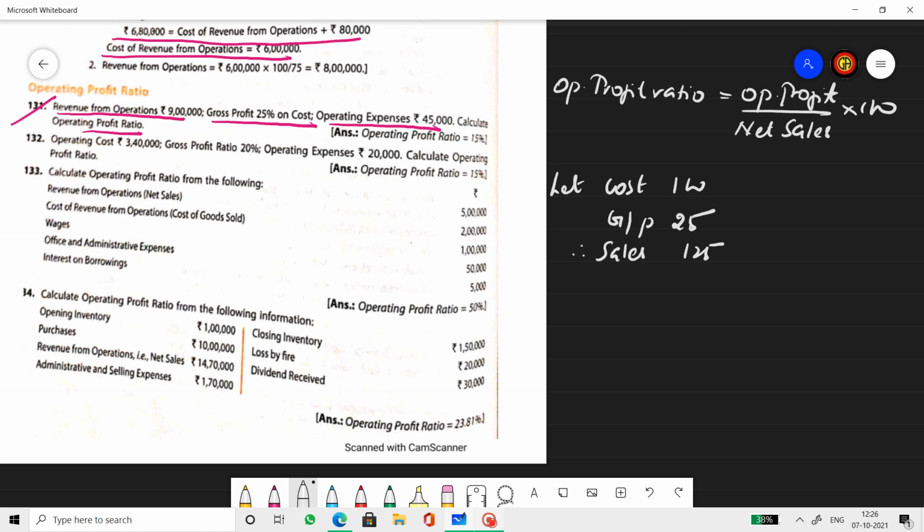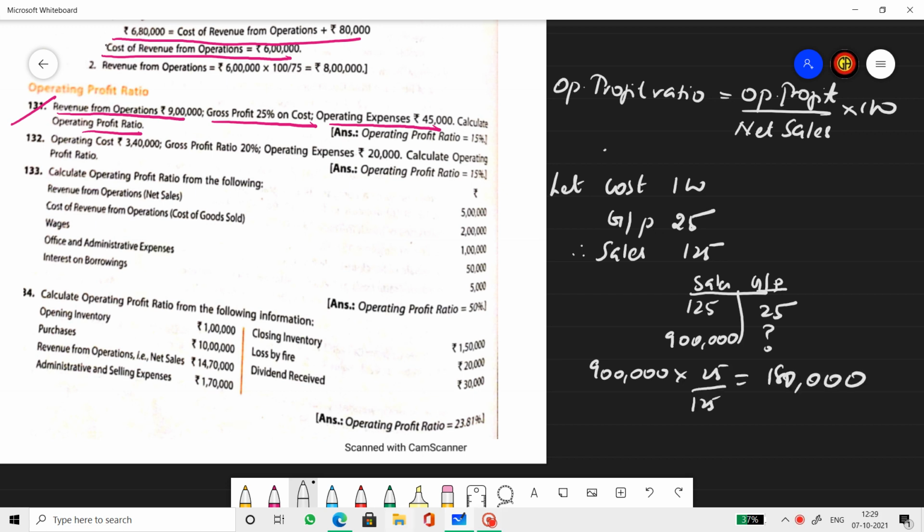Sales will be 125. What do we need here? We need only gross profit, isn't it? So we need gross profit and we know the sales. So sales, gross profit. When sales is 125, profit is 25. To have a sale of 9 lakh rupees, what should be the gross profit? So 9 lakh into 25 divided by 125. So 9 lakh into 25 by 125 is 1,80,000, which is the gross profit.